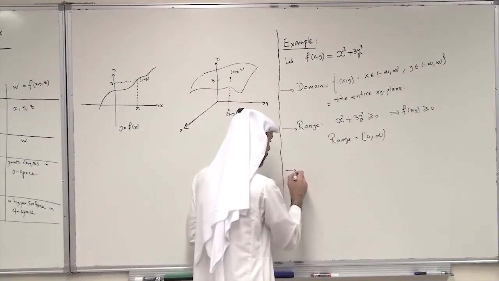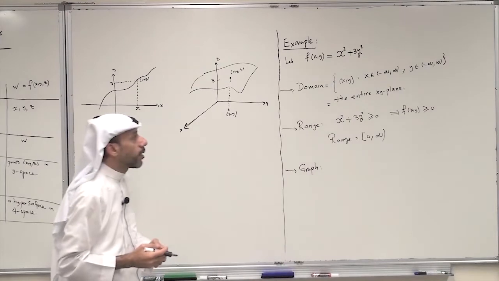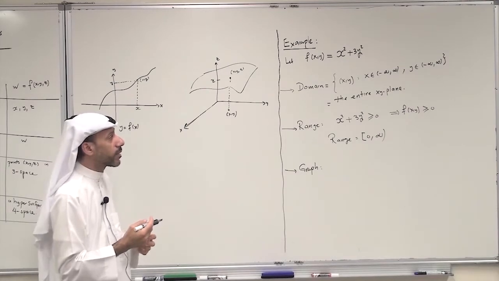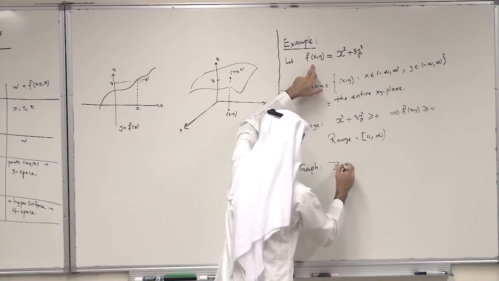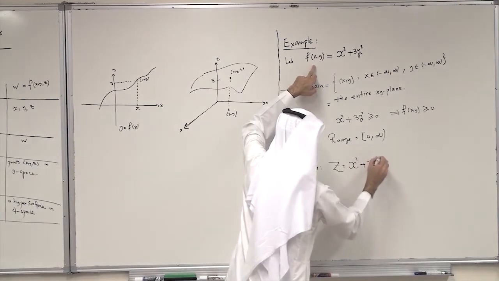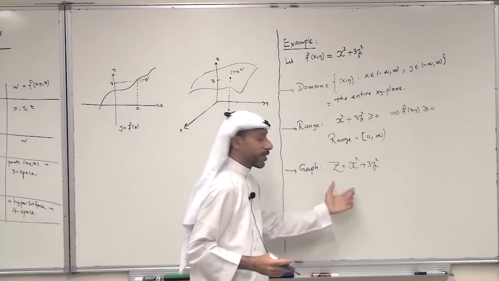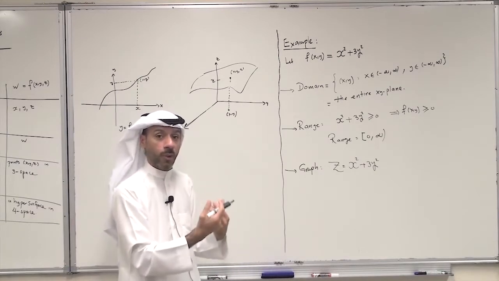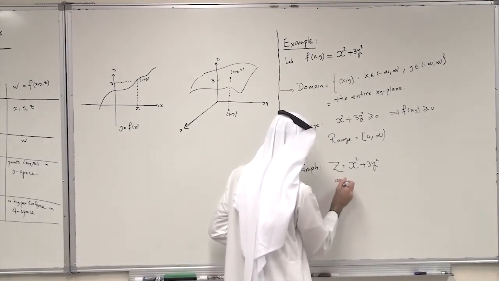Well, the next is the graph. What is the graph of this function? We said the graph will be a surface in three space. So what is this surface? In fact, here f is just z, so if you write it in this manner, z equals x squared plus 3y squared. Really, we can graph this. This is a familiar surface that was discussed before. It is, in fact, an elliptic paraboloid.